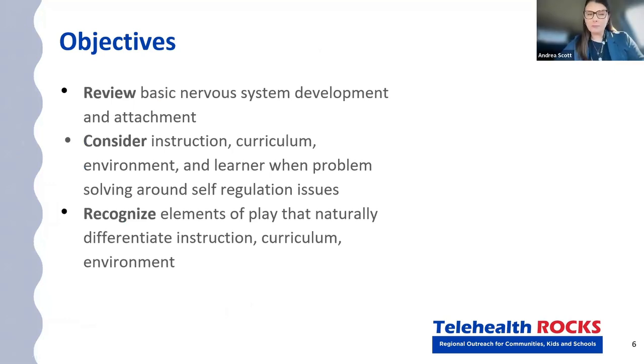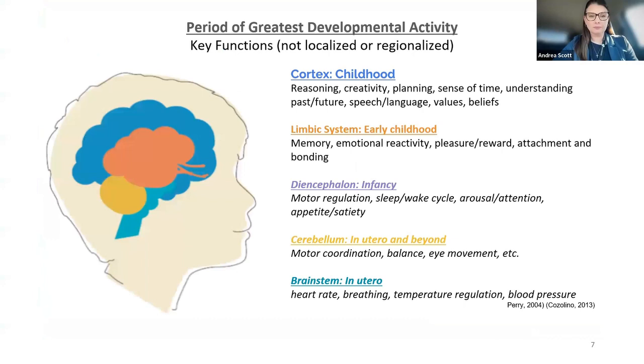Great, thank you. Today we're going to go over a few objectives. The first is that we are going to review the basic nervous system, development, and then attachment, and then consider instruction, curriculum, environment, and the learner when we're using problem solving and regulation issues. Then we're also going to recognize elements at play that naturally differentiate instruction and curriculum and environment. Next slide, please.